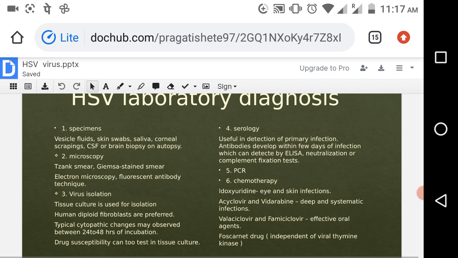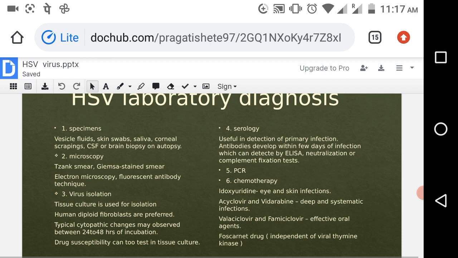So what is the main characteristic? How do we identify the growth of the virus? By the cytopathic changes in our tissue culture. Now we have successfully isolated the virus from the specimen. Now what will be the fourth step? The fourth step will be serology. Serology means the blood test, right?